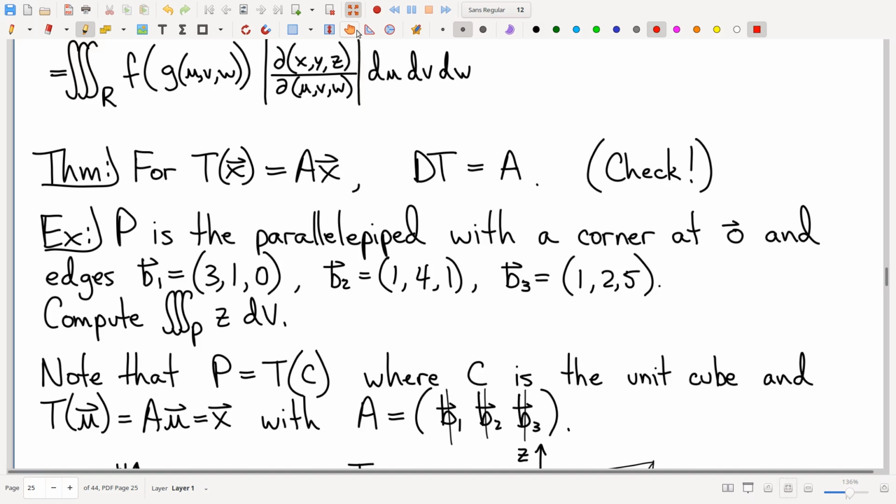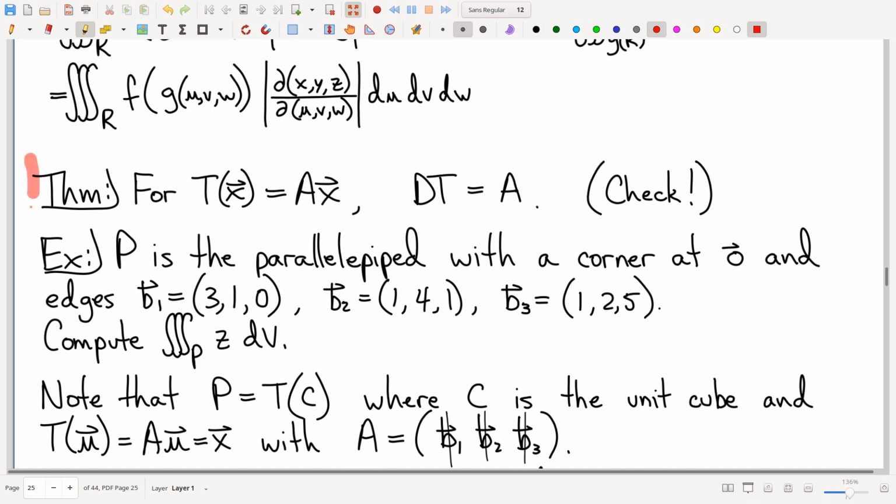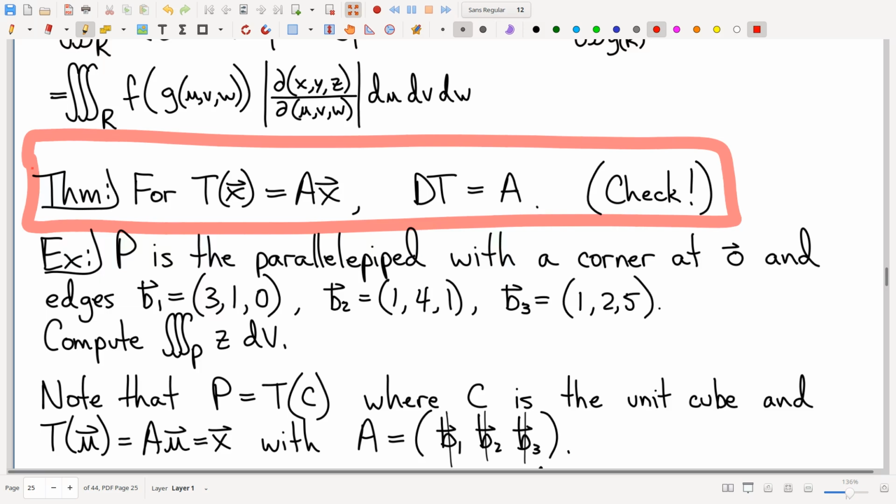As a segue into this example, I want to point out this theorem. This is an easy thing for y'all to confirm for yourselves, but it's a very valuable punchline. Whenever you use a linear transformation as a change of variables function, and keep in mind, linear transformations can always be represented by matrices like so, right? That's one of our handful of big takeaways from linear algebra that we need for this class, that linear transformations are represented by matrices.